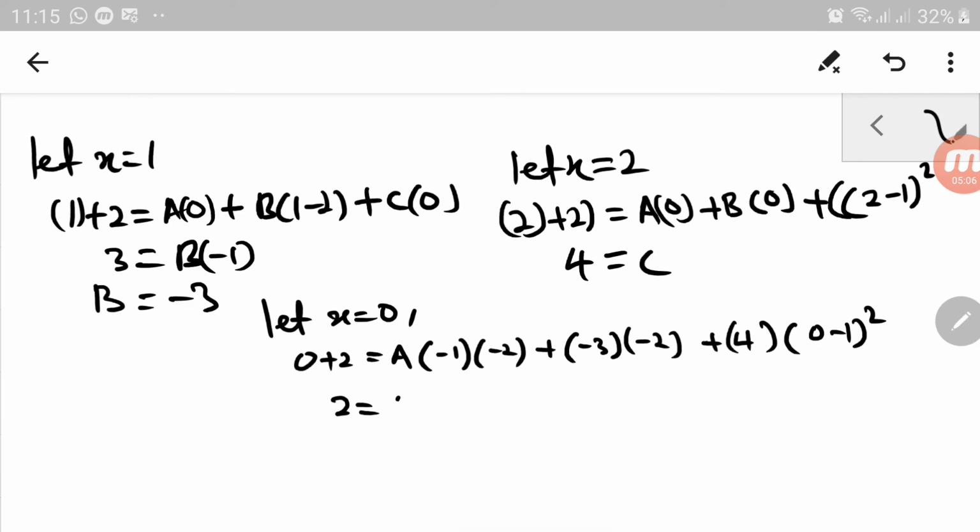So 2 equals 2A, minus 3 times minus 2 which is plus 6, plus 4. So 10. So 2A and then 10, 10 minus 2 is 8. So A is 8 over 3? Why do we get weird numbers? I don't think that's the answer. Let me check. 8/3, wrong. It's not supposed to be that value.